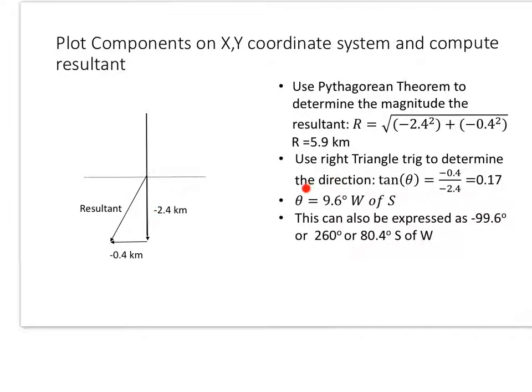Now, you can express that direction a couple of different ways. You can express it as negative 99.6 degrees, in other words, starting on the x-axis here and rotating around counterclockwise. Or start on the x-axis and rotate it around that way, in which case you'd come out to be 260 degrees. Or you could express it as this angle over here, which is 80.4 degrees south of west.